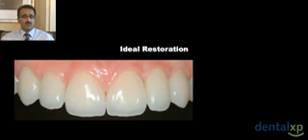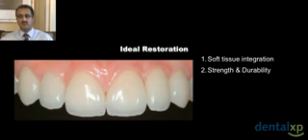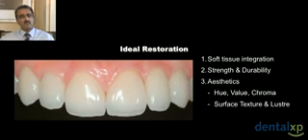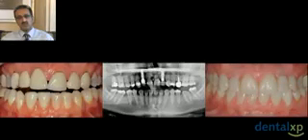Of course, when we think about our restorations, we really want to have some idea of what we want from an ideal restoration. Well, we want to have soft tissue integration. We want to achieve and maintain health. We want to have strength and durability. And we want to have materials that allow us to manage the aesthetics of the patients, to mimic the teeth and their hue, value and chroma, their surface characteristics, to be able to mask underlying discoloration, and yet to have that vital translucency.